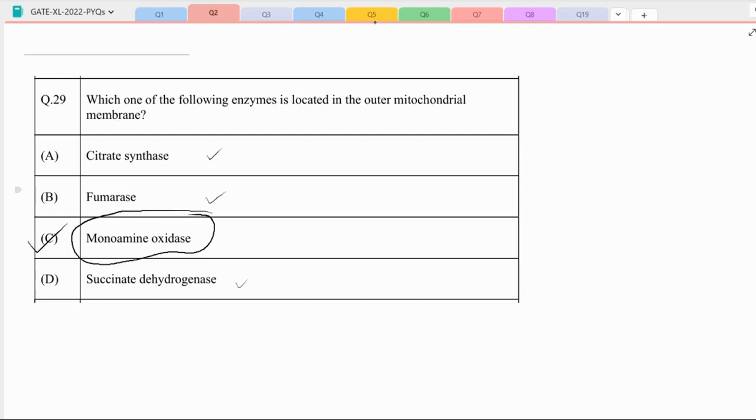So in this type of questions, it is better to go by deductive reasoning, wherein you know that the other three enzymes are the enzymes of the TCA cycle, and hence the one which is left out is going to be the enzyme that is located in the outer mitochondrial membrane. So that's a pretty smart way to answer this question. Moving on to the third question.